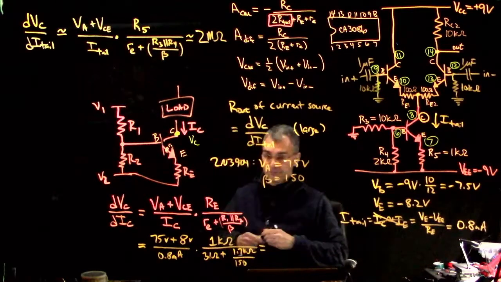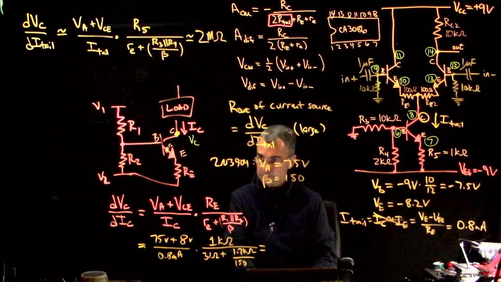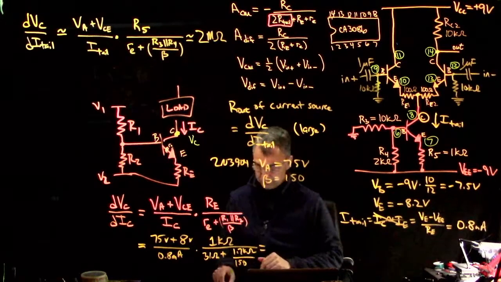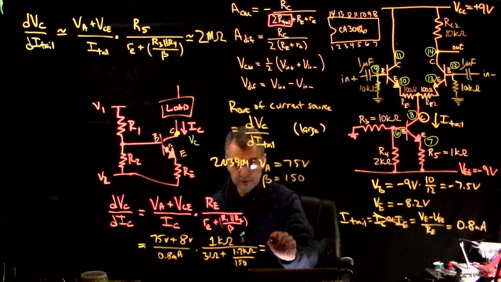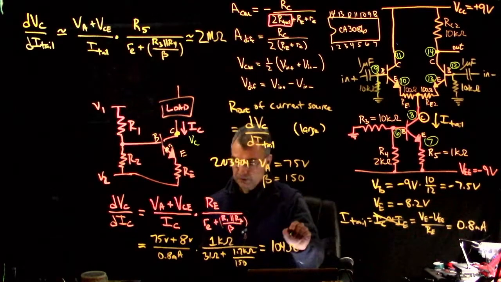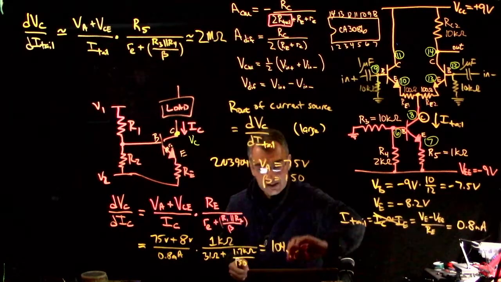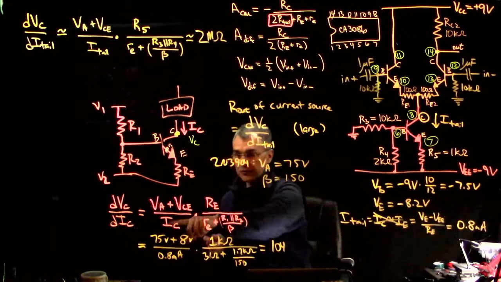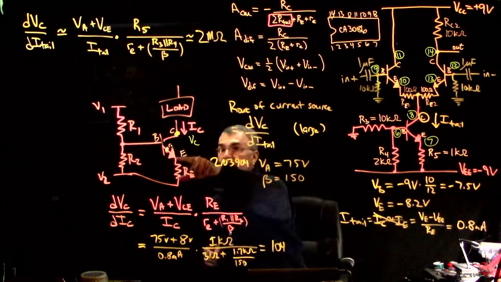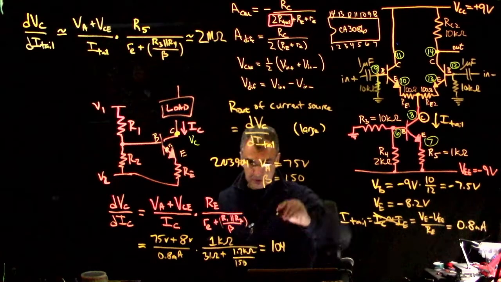And what do we get? Let's see what we get. We get 75 plus 8 divided by 0.8. So that term is 104, basically. This is 104 ohms. Oh no, it's 104 kilo ohms, right? Yeah. I think this term by itself is roughly what you would get if the emitter were grounded here. So 104 kilo ohms.